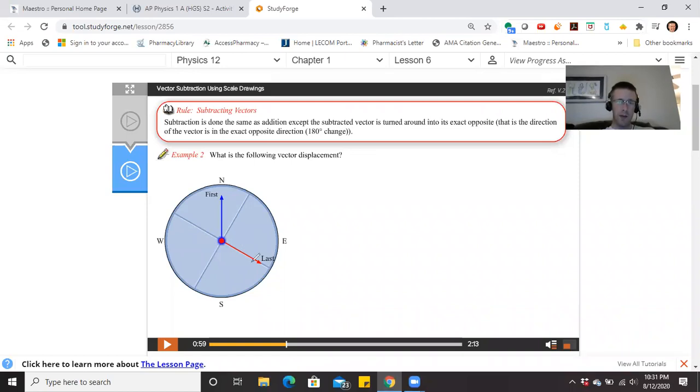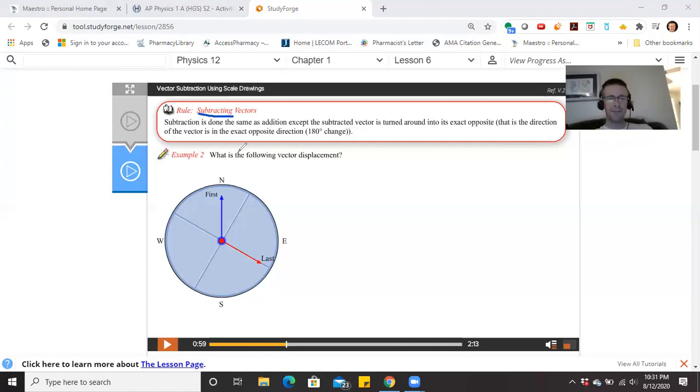And you can read in the problem, we're looking for what is the vector displacement. So suppose that we were supposed to do this by subtracting vectors. The rule for subtracting vectors is written up here in this red box. It says subtraction is done the same as addition except the subtracted vector is turned around into its exact opposite. That is, the direction of the vector is in the exact opposite direction, a 180-degree change.